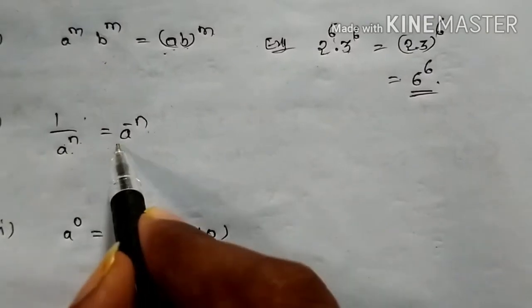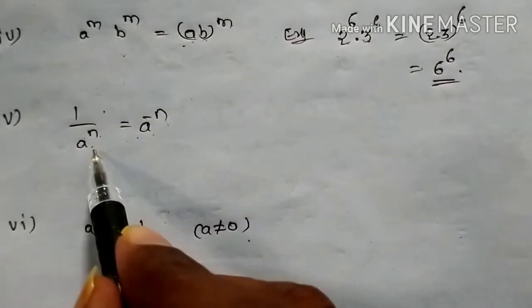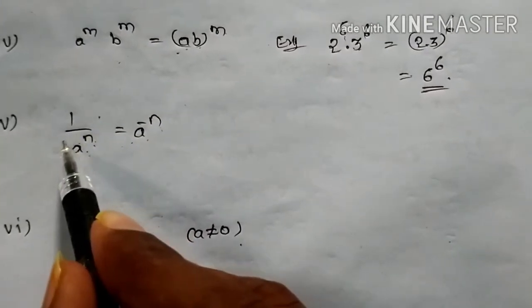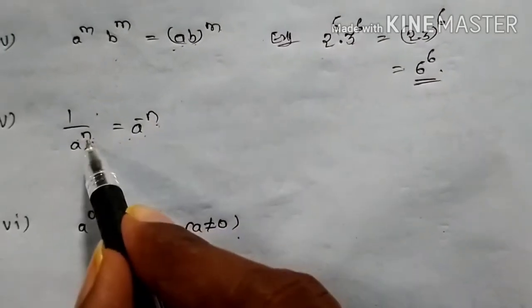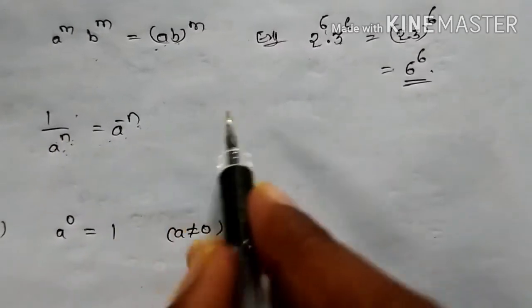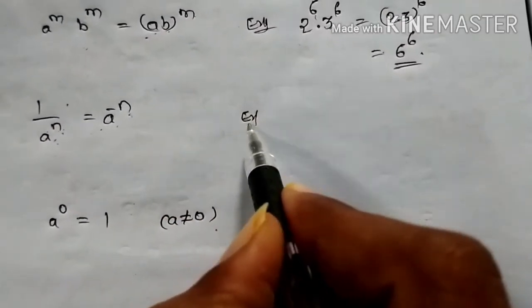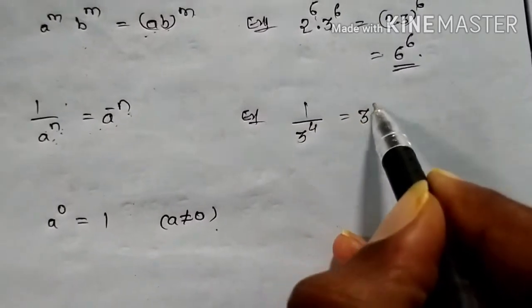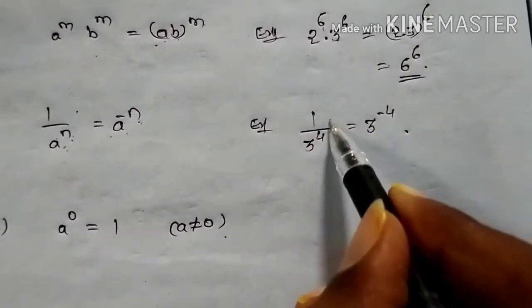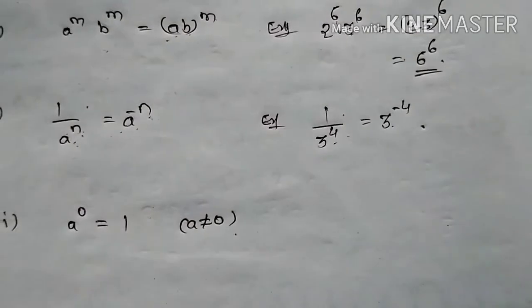1 by a to the power n is equal to a to the power minus n. Here a to the power n is in the denominator. If I am converting the denominator into the numerator, you just change the sign of the exponent. Here I am taking one example, 1 by 3 power 4. You can write 3 power minus 4. Is it okay? 1 by 3 power 4, you can write 3 power minus 4.